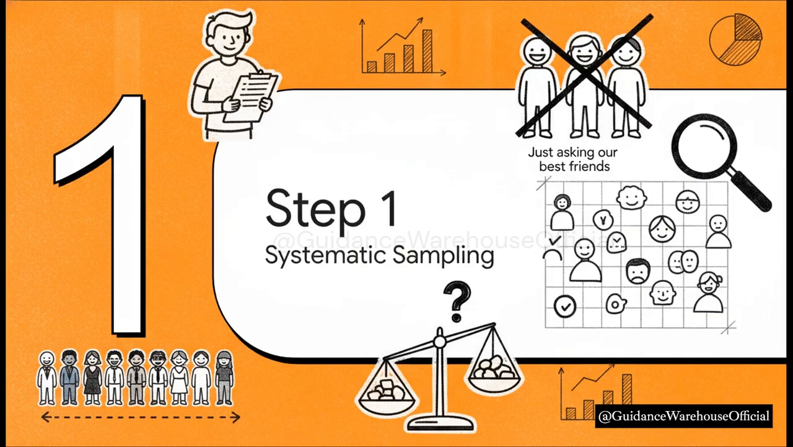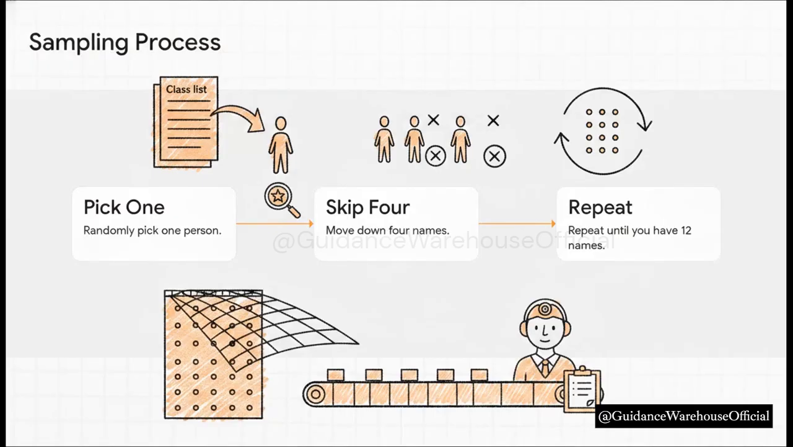All right, step 1, systematic sampling. Let's look at how we actually choose the people to survey without accidentally skewing the results. Here is how a perfectly fair mathematical approach works. Step 1, you just randomly pick one person to start. Step 2, skip 4 names down the class list and pick that person. Step 3, repeat that exact same process until you have 12 names.